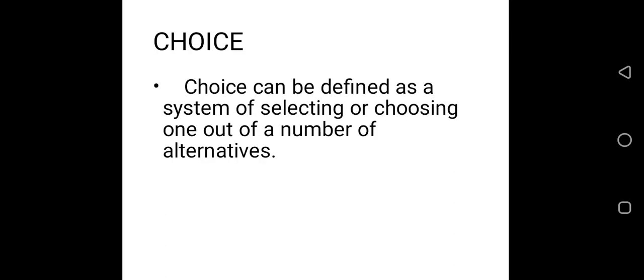Choice. Choice can be defined as a system of selecting or choosing one out of a number of alternatives. Human wants are many and we cannot satisfy all of them because of our limited resources. We therefore decide which of the wants we can satisfy first. Choice arises as a result of numerous human wants and the scarcity of resources used in satisfying these wants. Since it is extremely difficult to produce everything humans want, choice has to be made by accepting or taking up the most pressing wants for satisfaction based on the available resources.